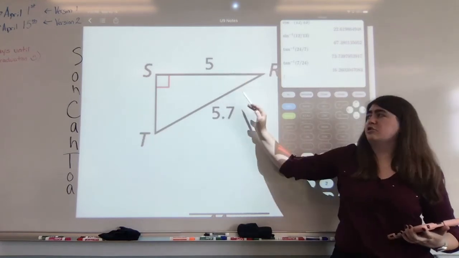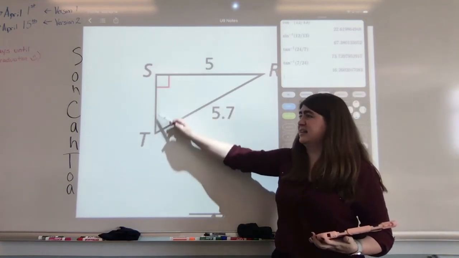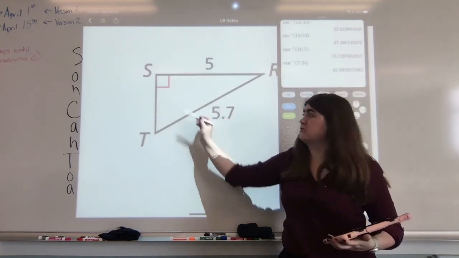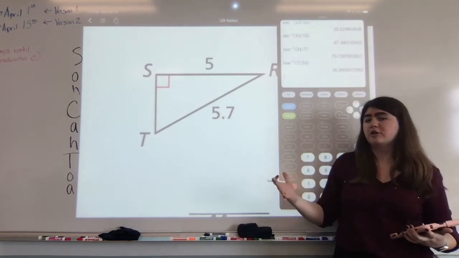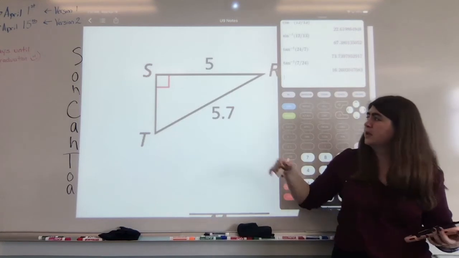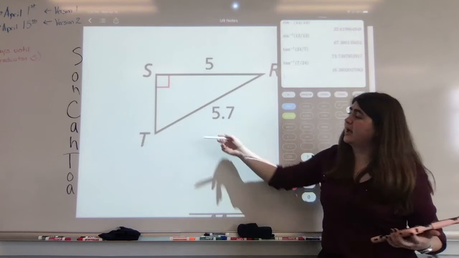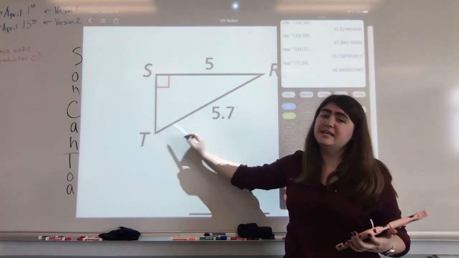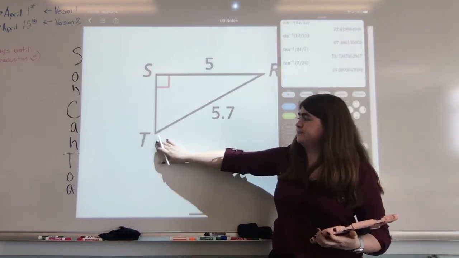Now in this situation, we could use the Pythagorean theorem to solve for side ST because we know two of the others and it's a right triangle. Because we're trying to use trig functions, I'm not going to use the Pythagorean theorem, but you could do that as an option. For now, because we want to use our trig functions, I need to start by finding angle T and angle R. So I'm just going to start with angle T.